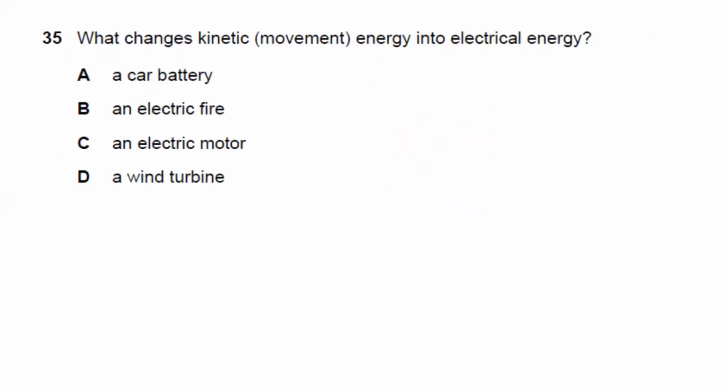So next question. It says, what changes kinetic energy into electrical energy? A car battery, no. A car battery changes chemical energy into electrical energy. Electric fire, electrical energy is converted to heat energy. Electric motor, electrical energy is converted into mechanical energy. Wind turbine, electrical energy is the output, the input is the speed of the wind, and that depends on the kinetic energy of the wind. A moving wind is a kinetic thing. So answer D is the best choice.